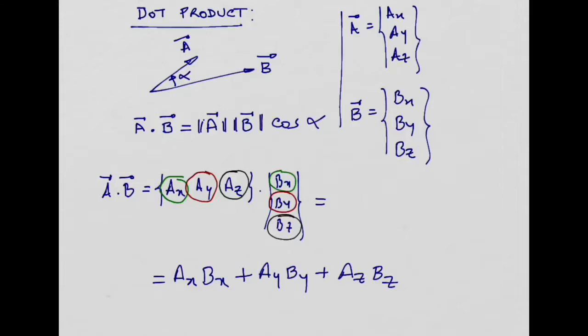So let's do an example of this. Let's do a very easy one. Let's say this angle alpha is 90 degrees. So I'm going to use here. So let's say I give you vector A.